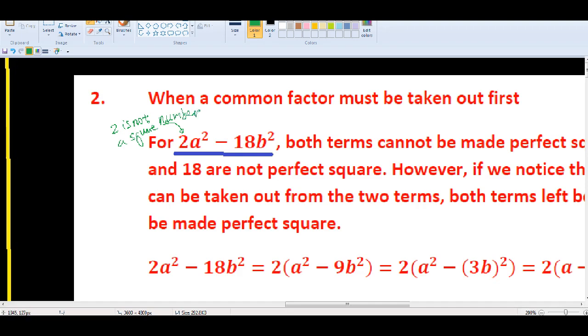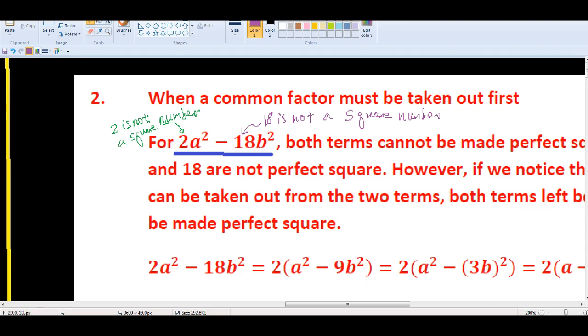So that means you can't just write the first term into a perfect square just like that, because that's a 2, and 2 is not a square number. And also 18 is not a square number as well. The problem is if 18 is not a square number and 2 is not a square number, we can't write the things into square minus square. It's unlike the previous case when we have a square and the number in front of it is also a square number.